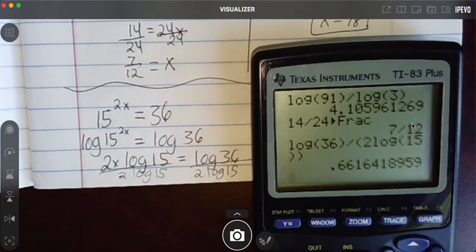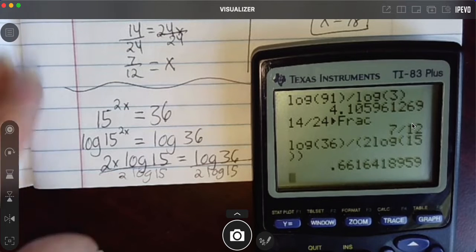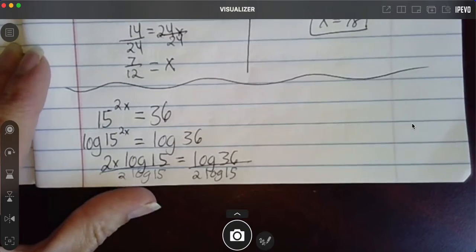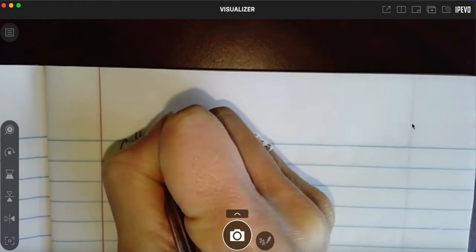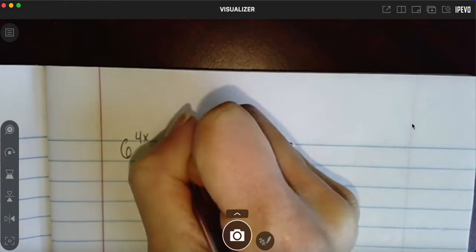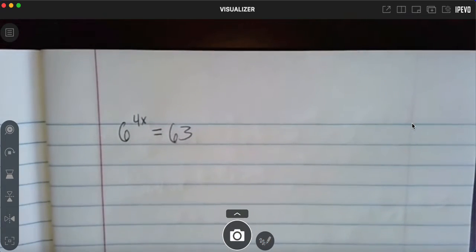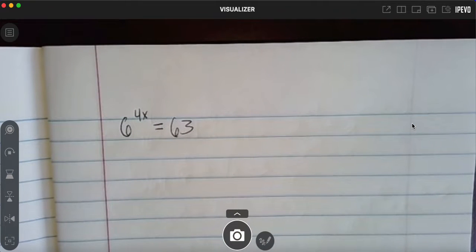Ready to go. All right, let's look at number 24. It's the same thing. They say use a table. I wouldn't use a table. I would just use the same method. It says 6 to the 4x equals 63. I can just take the log of each side and move things around. Okay, so that's what I'm going to do. I guess we could have done that with some of this other stuff.